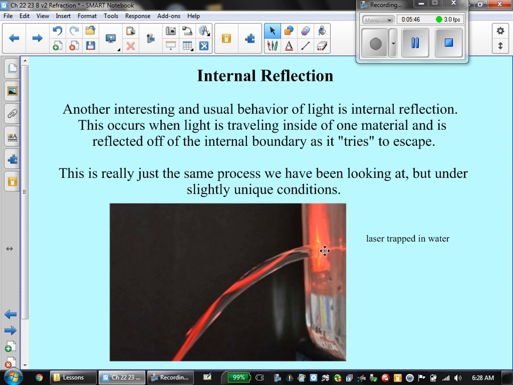The light is going to hit the boundary between water and air, and rather than passing through, it actually internally reflects. So the surface of the water into the air actually acts like a mirror. So you can see the beam is trying to get out, but it's hitting the boundary and bouncing off over and over again. So the laser is trapped inside this material. And it only happens under very unique conditions. So it doesn't happen all the time. You have to have a very particular setup with angles and different materials so the light is trapped. This is known as internal reflection. It's the basis behind fiber optics.